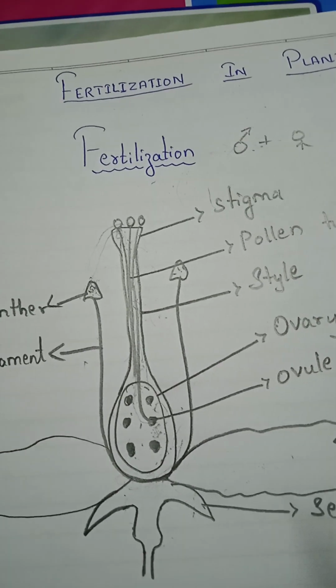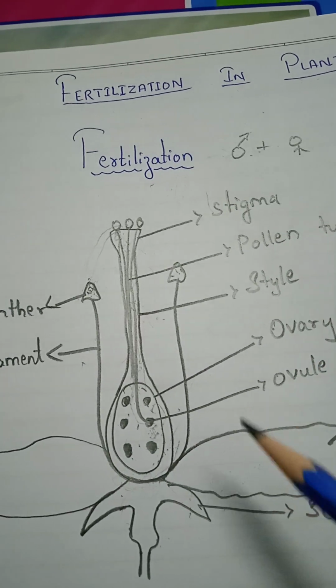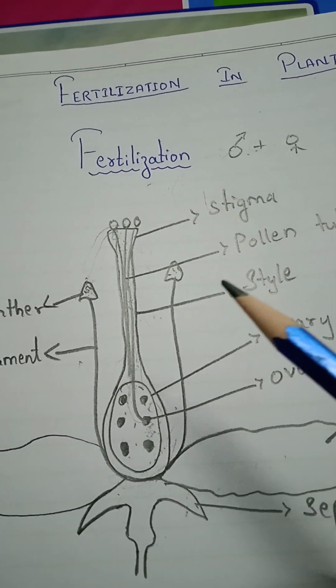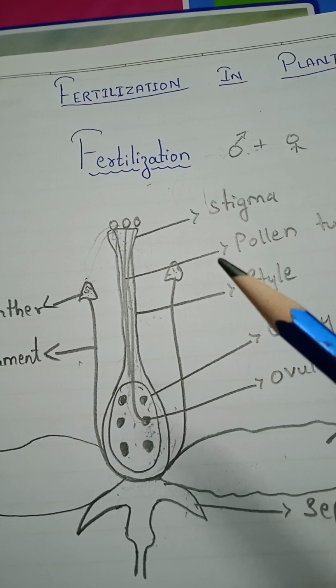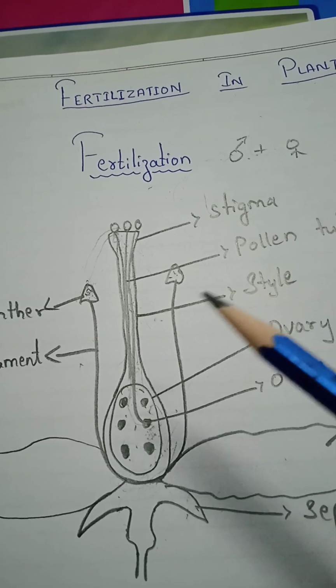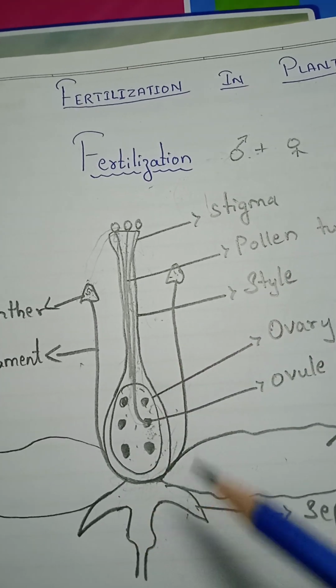Have you understood this brief explanation of fertilization in plants? It is the second step of sexual reproduction in flowers.